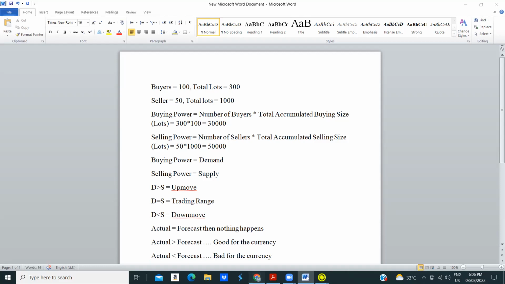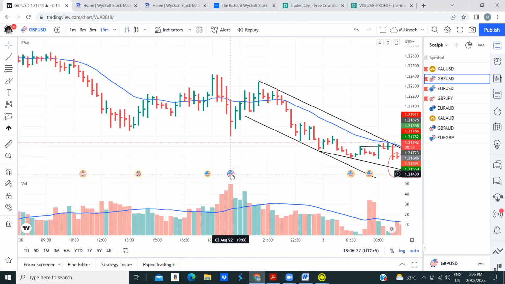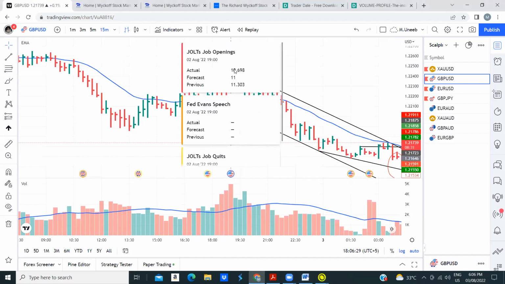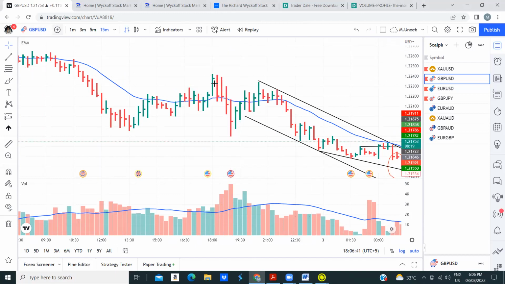So this one says that actual is less than forecast. Am I right? So when actual is less than forecast, it is bad for the currency. It means the US dollar will crash, right? If the US dollar crashes, then GU will go up. Am I right? Yes. So what happened at this point?